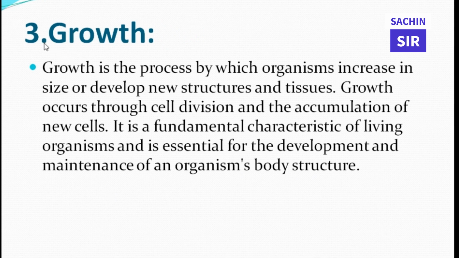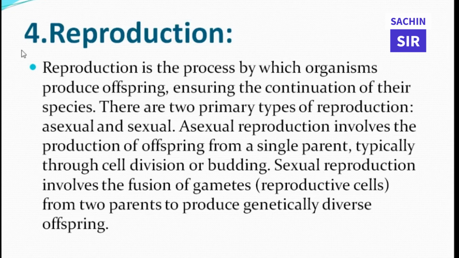3. Growth. Growth is the process by which organisms increase in size or develop new structures and tissues. Growth occurs through cell division and the accumulation of new cells. It is a fundamental characteristic of living organisms and is essential for the development and maintenance of an organism's body structure. 4. Reproduction. Reproduction is the process by which organisms produce offspring, ensuring the continuation of their species.